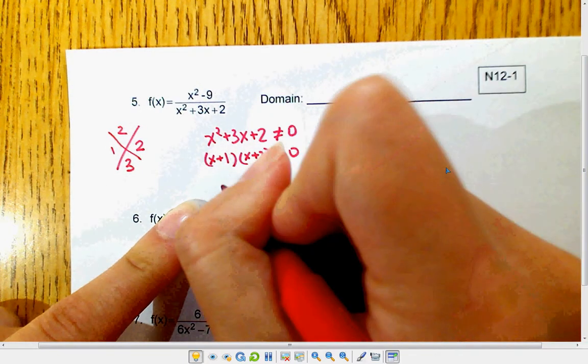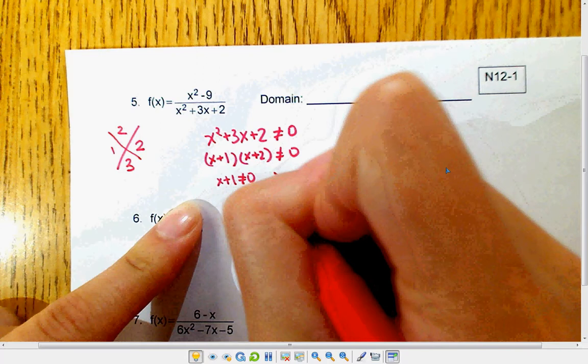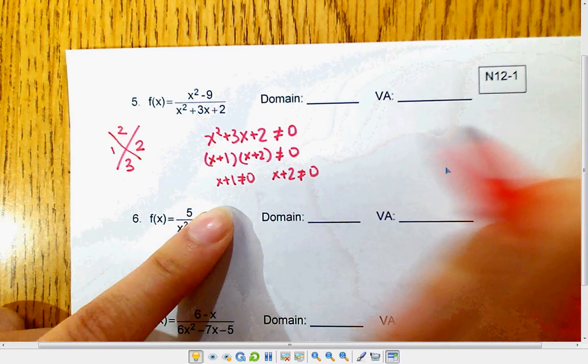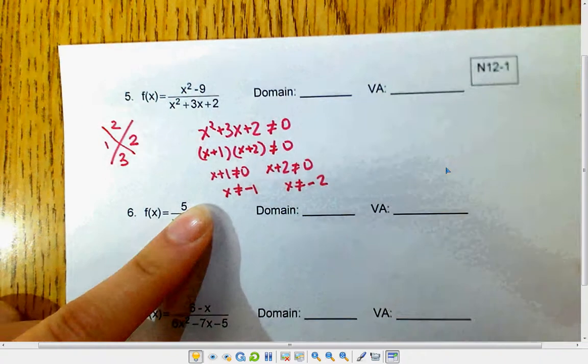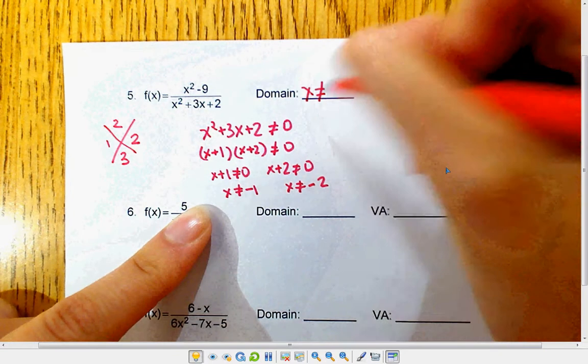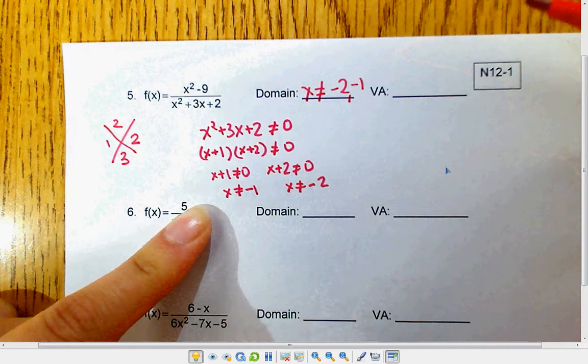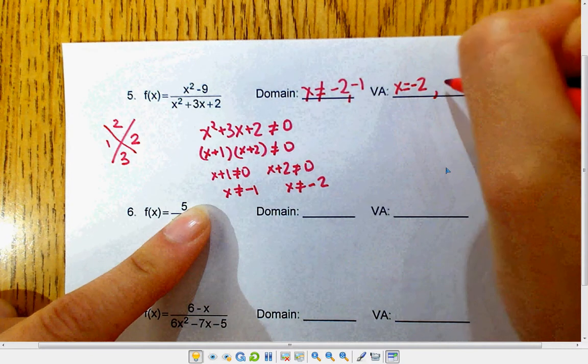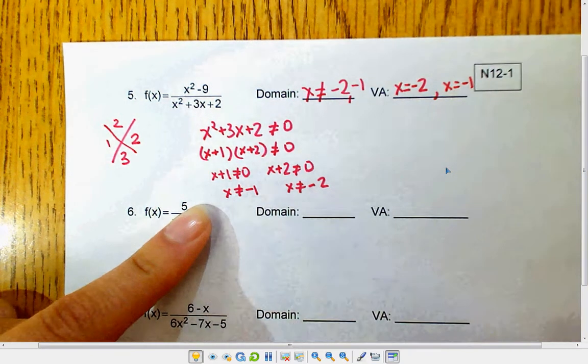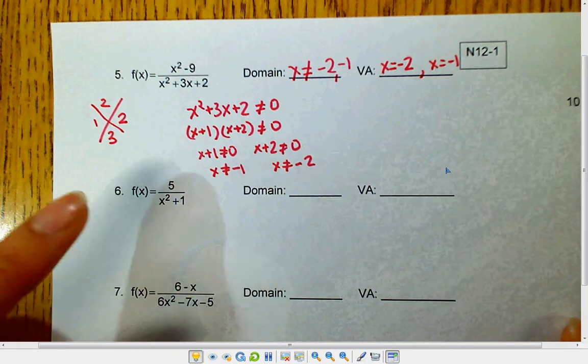And if we solve these two separately, it's going to give us x does not equal -1 and x does not equal -2. So our domain is x cannot equal -2 or -1, but our vertical asymptotes, we have two lines at x is equal to -2 and x is equal to -1. Okay, let's do number 6.